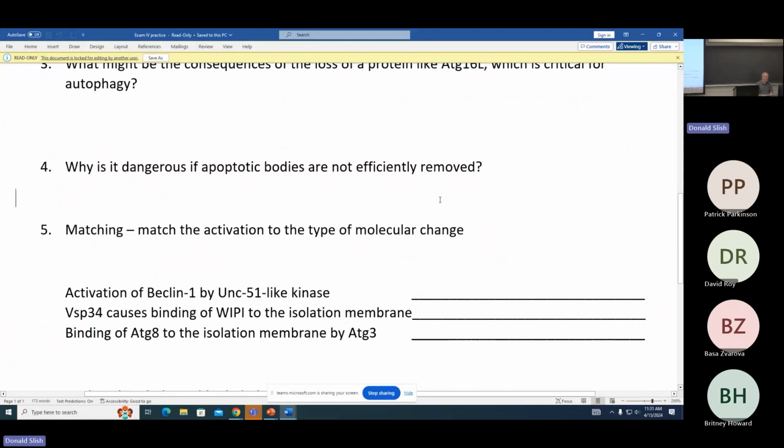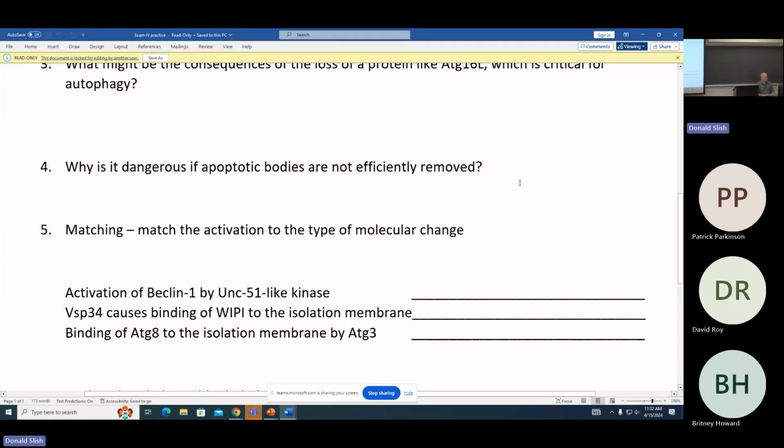Okay, why is it dangerous if apoptotic bodies are not efficiently removed? So I talked about this when I did chapter 11. Won't they get recycled and continue being used? Normally your macrophages are going to come in and eat them, right? And then recycle them. But what happens if there's more apoptosis than the macrophages can handle, or macrophages are not doing their job and apoptotic bodies start building up? They'll probably just start attacking healthy cells that don't need to be.